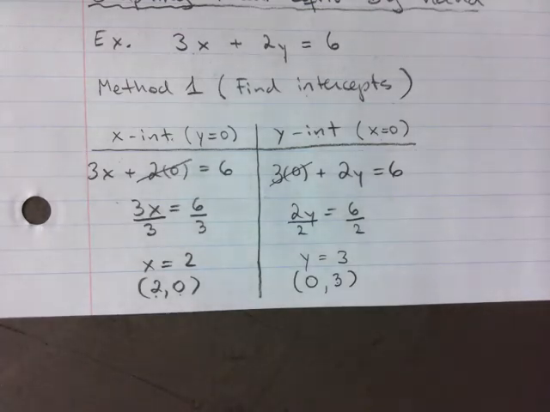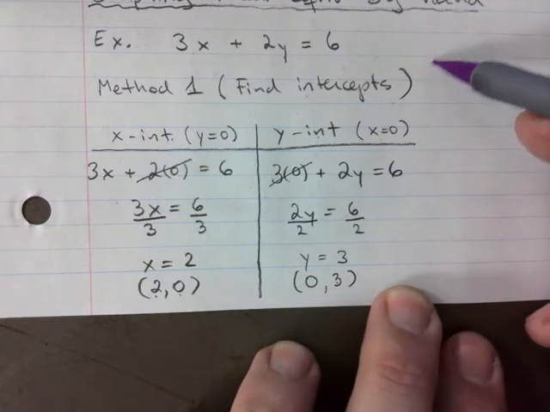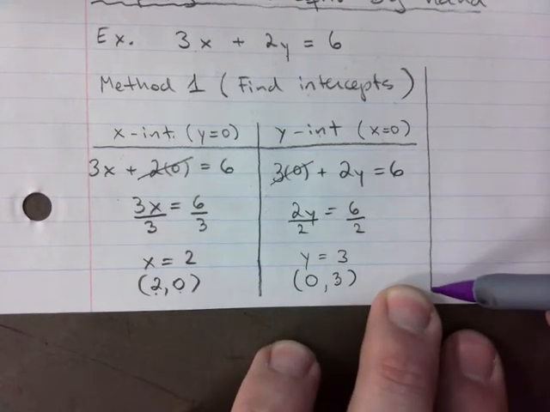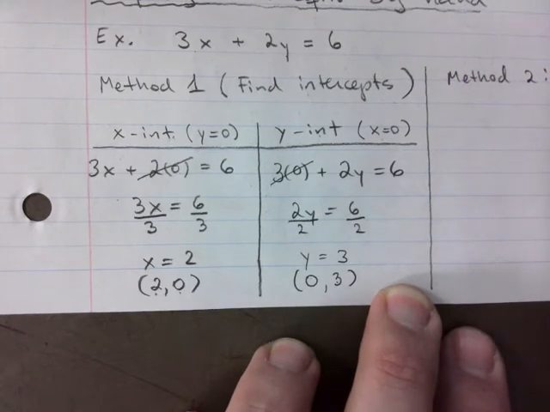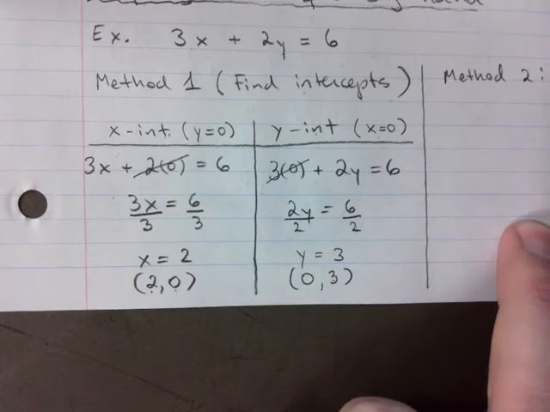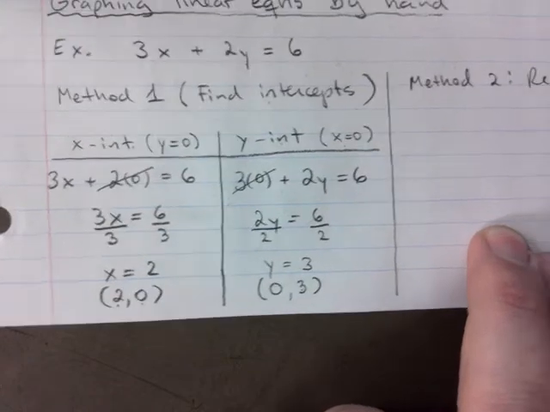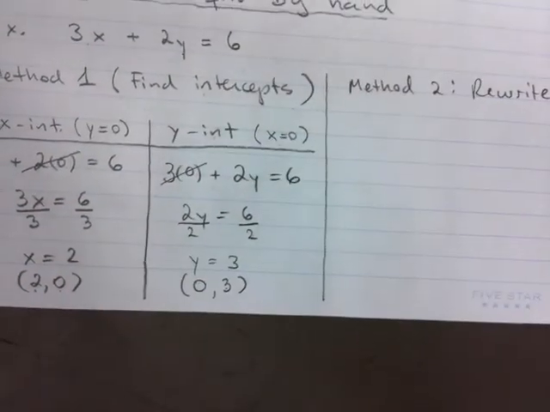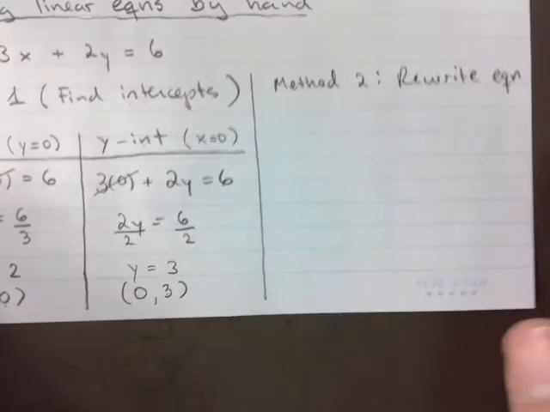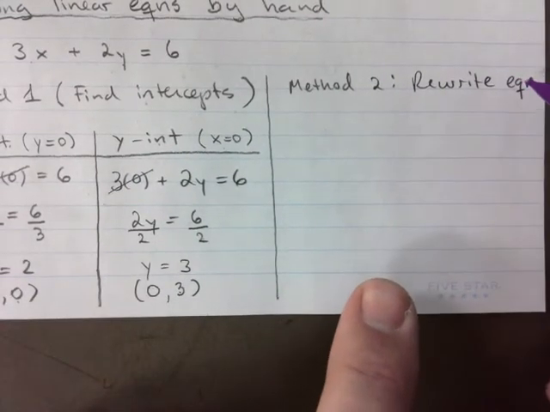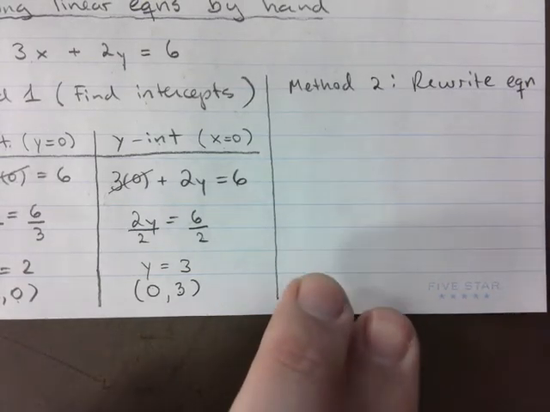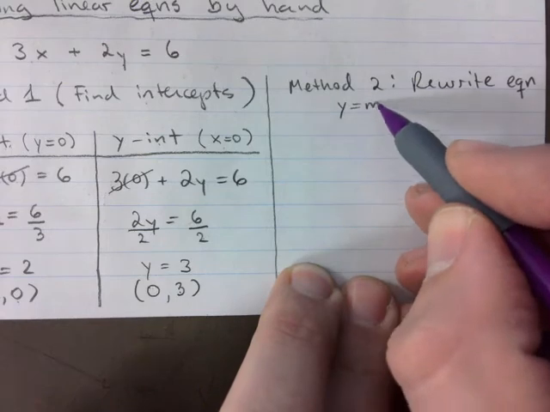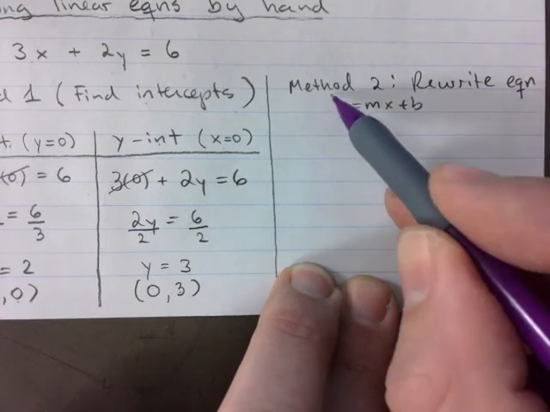And so this is method 1. Right next to this, we'll do method 2: rewrite the equation. And, oh, you can't see that, can you? Camera, okay. Method 2 is rewrite the equation. And when I say rewrite, I always mean slope-intercept. Okay? Make it look like this. And that's what I mean by that.